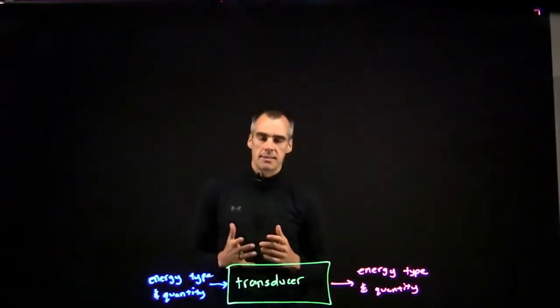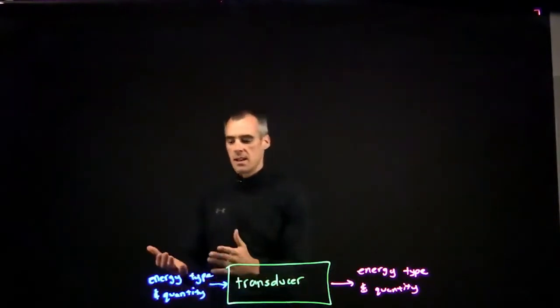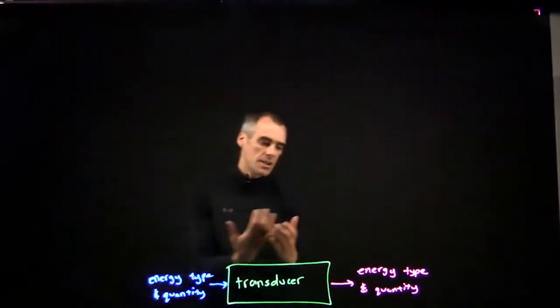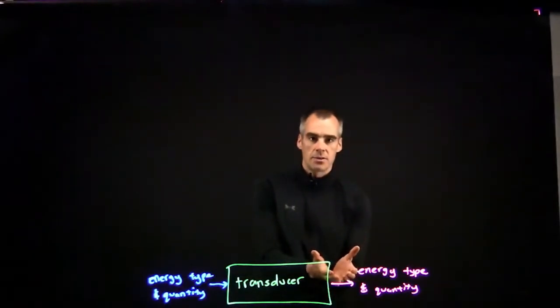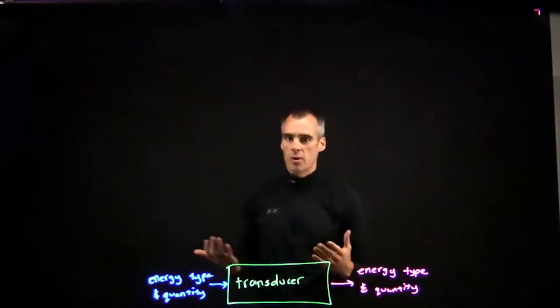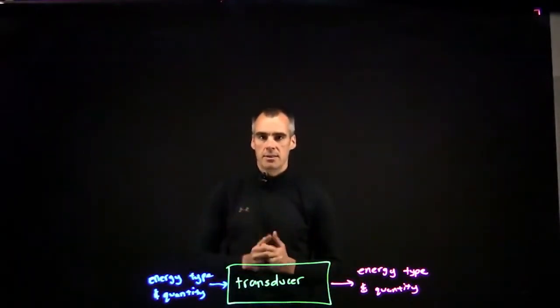Okay, and for this example, we're going to look at a transducer that basically is a thermometer. So it's going to take in the energy, type, and quantity of temperature, which is a physical quantity, and it's going to translate that into this electrical signal, which would go to a display. So you're going to like, oh, it was 10 degrees outside. And you have a display that would tell you that. So that's what we're looking at.